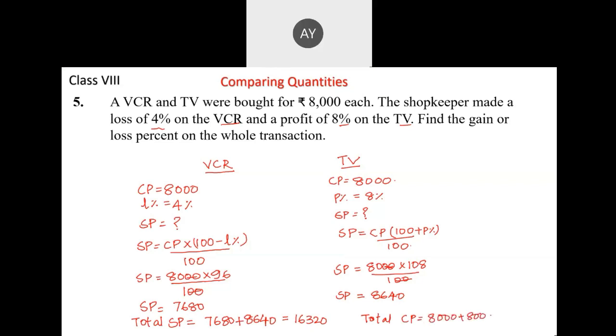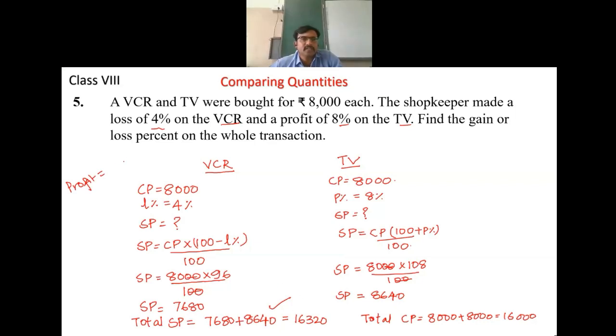16,000. Now, if you observe, this particular SP is greater than the CP, so there is a profit. So what will be the profit here? The profit will be 320. 320 is the profit.